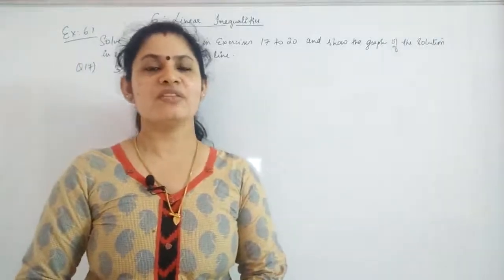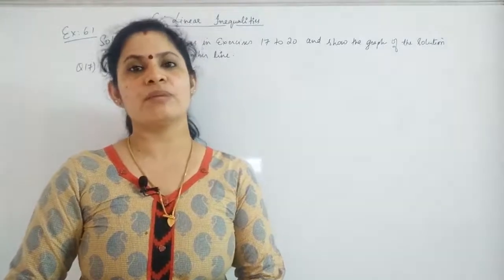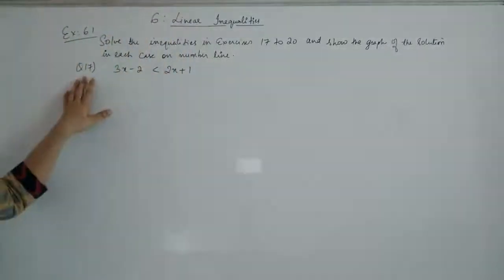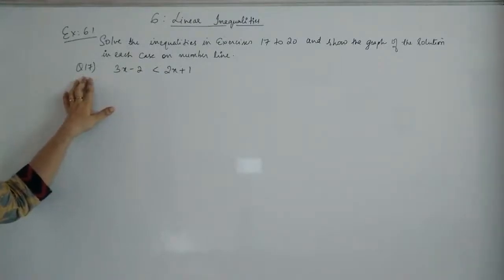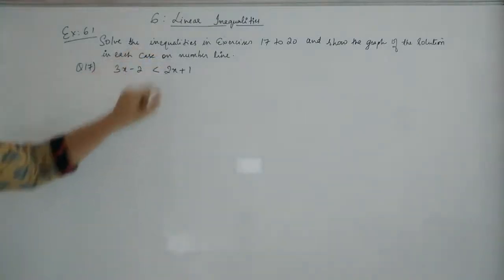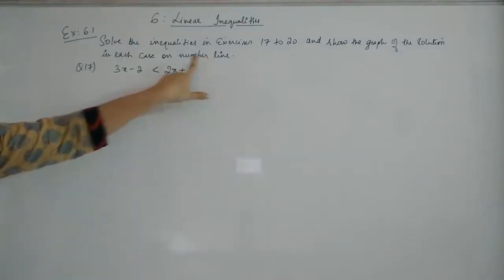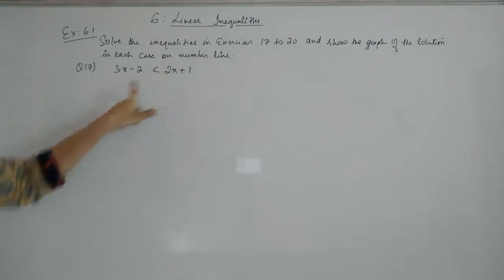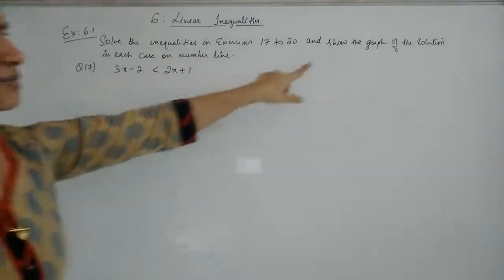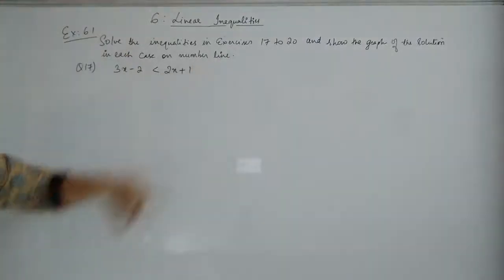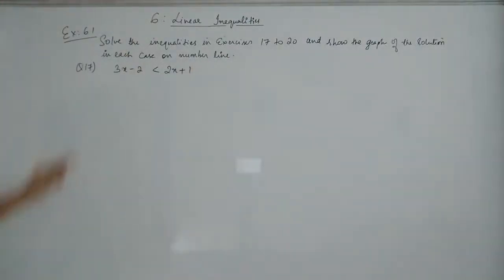Hello everyone, today we will be discussing the remaining problems of exercise 6.1, and the first problem we are discussing is question number 7. The question is: solve the inequalities and show the graph of the solution in each case on the number line. So first you have to solve the inequality and then represent it on the number line, even if it is mentioned as graph, that graph is to be drawn on the number line only. Okay, so we can start the problem.